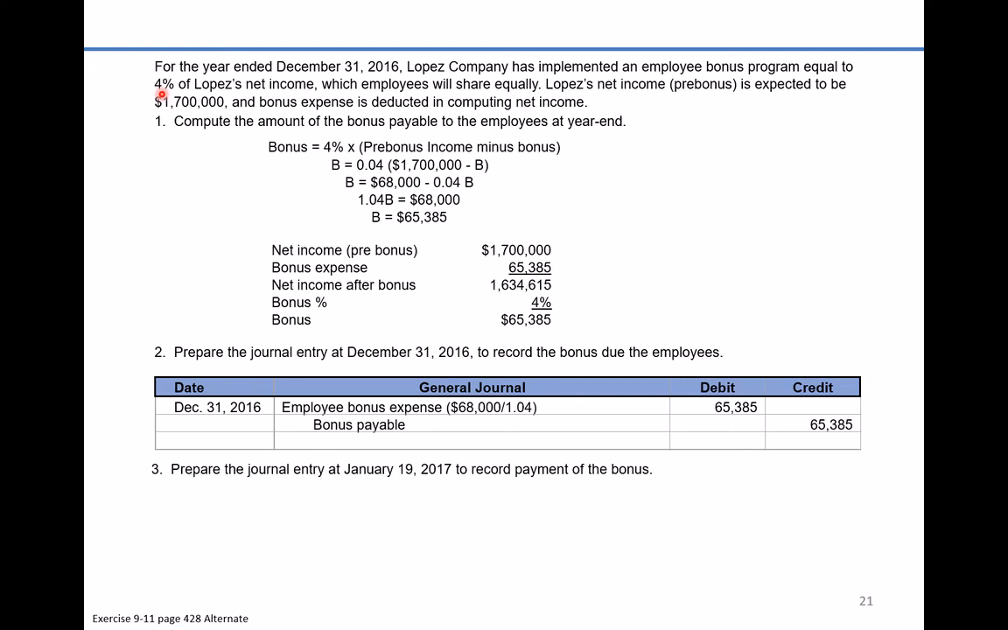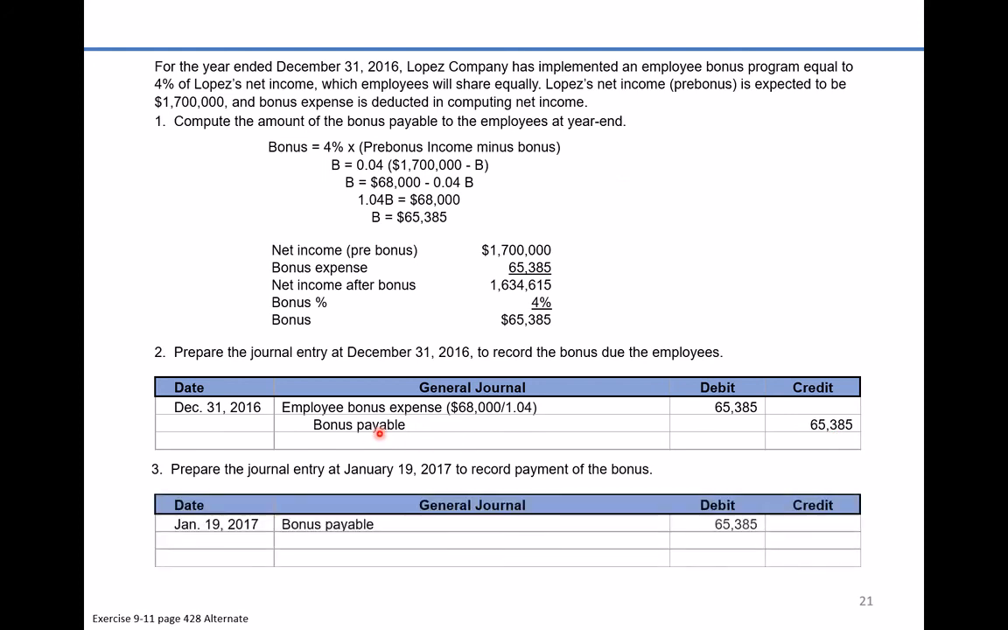If employees actually get this bonus paid out on January 19th of the next year, 2017, what's the transaction going to look like? Well, the bonus payable is going to go away. How do we make a credit of $65,385 go away? We're going to debit bonus payable for $65,385. And what's the company sacrificing to pay out that bonus, to clear out that liability? Cash in the amount of $65,385. And that's how you solve computing and recording a bonus.